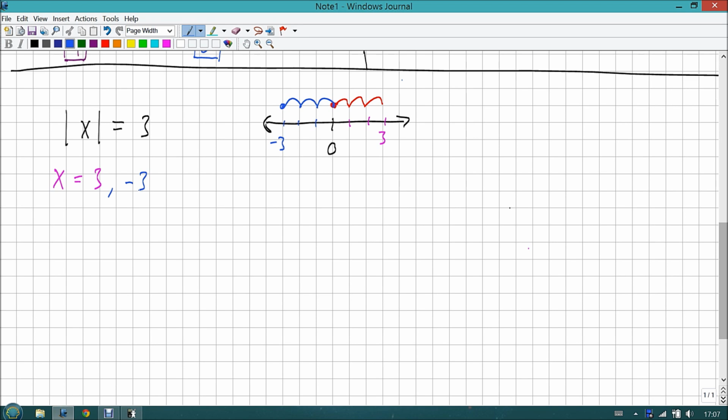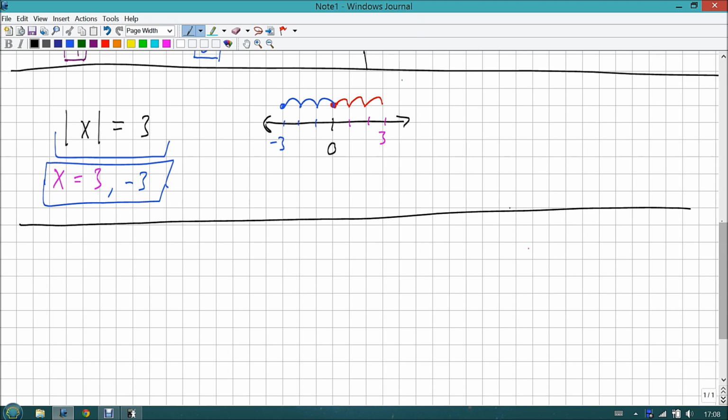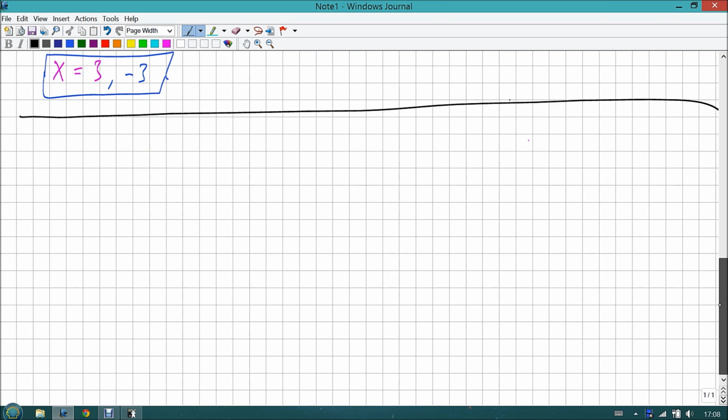That means I have 2 solutions to my equation. My equation is the absolute value of x is equal to 3, and then I've got 2 solutions. So how am I going to do that using like 2-step equations? Well, the answer is not easy. There are 2 ways of doing it. I'm going to teach you the way that has the least room for error.